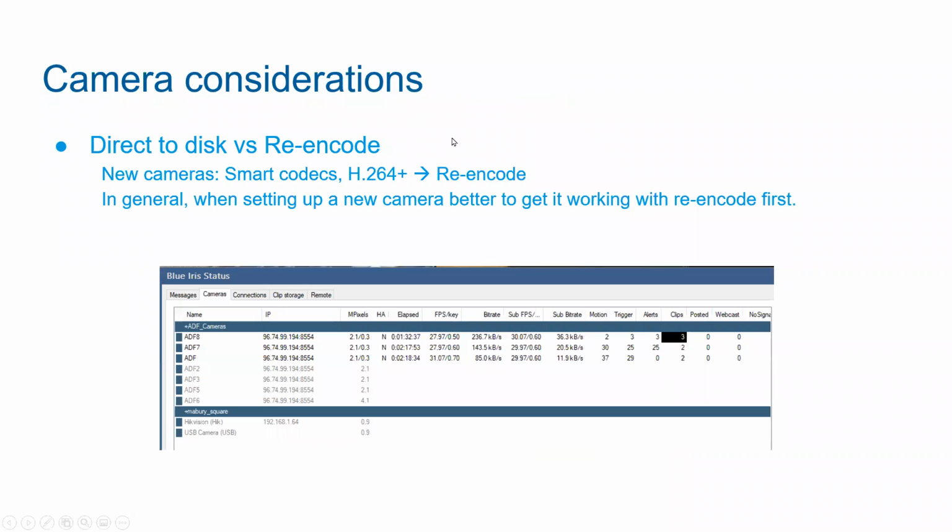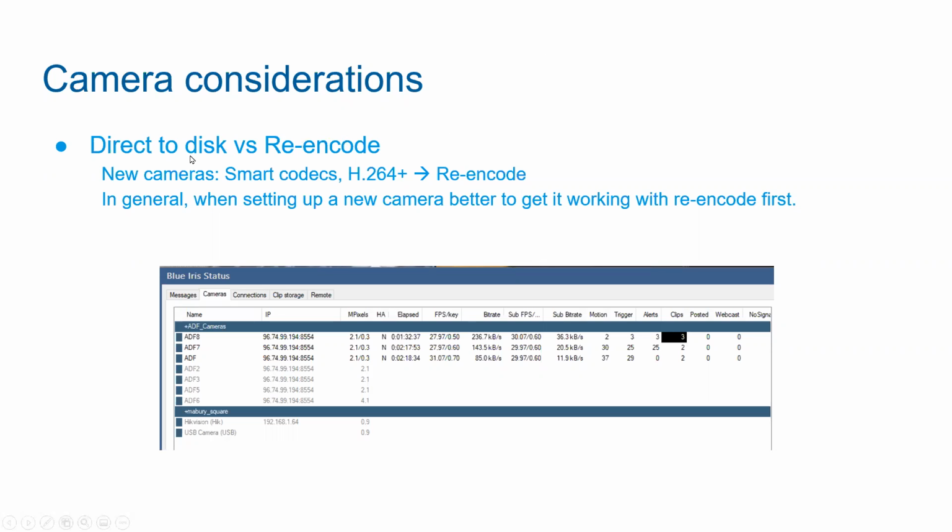Some camera considerations: direct to disk versus re-encode. We're going to talk about this in more detail, but keep in mind, when you have a new camera, the best thing to do is to use re-encode, just because it has fewer variables. Getting your camera up and running on re-encode at least confirms that the connectivity, the IP address, all that stuff associated with the very first webinar on connecting cameras is working. And then once you know that all that stuff is confirmed and working, you might want to go into direct to disk.